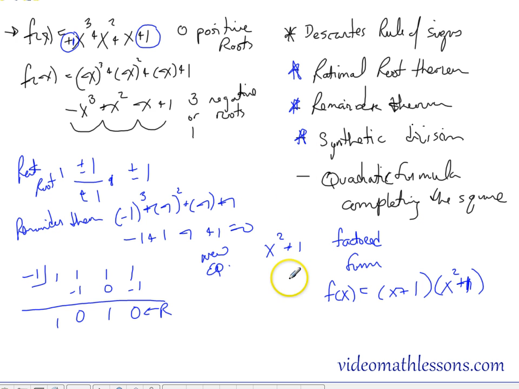I want to find the roots for this problem, so I'm going to keep on going. Let's finish this up. So now, once again, I have f of x equals x cubed plus x squared plus x plus a 1.